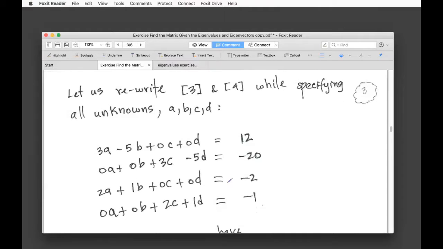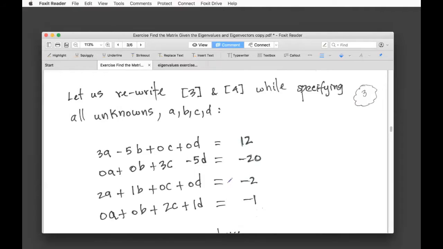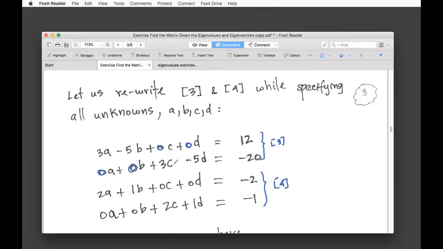We rewrite equation 3 and 4 so that every equation has all the unknowns, A, B, C, and D, and basically we just have to use 0 coefficients. So basically the first two expressions here come from equation 3, and the second two expressions come from equation 4, right? We're simply using zero coefficients for unknowns in expressions where they didn't seem to appear, but we know they appear there.